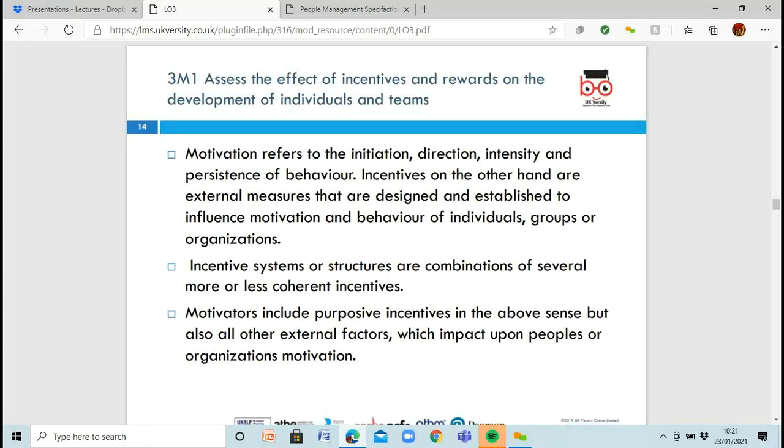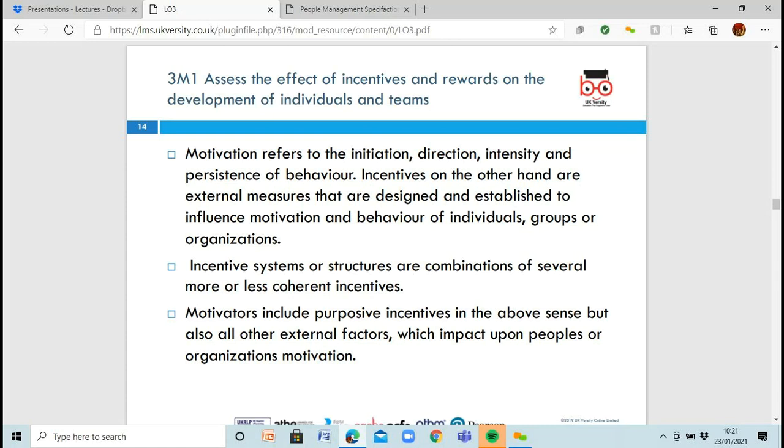So that was AC 3.1. We're going to go on to AC 3M1. This is the merit assessment criteria. So 3M1, assess the effect of incentives and rewards on the development of individuals and teams. So we're going to look at motivation here.